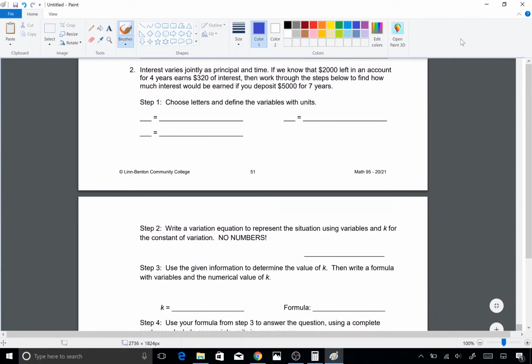Problem 2. Interest varies jointly as principal and time. If we know that $2,000 left in an account for 4 years earns $320 of interest, then work through the steps below to find how much interest would be earned if you deposit $5,000 for 7 years. Step 1, we have interest, which will be I, and that's measured in dollars. We have principal, P, which is also measured in dollars. And we have time, T, and that's measured in years.